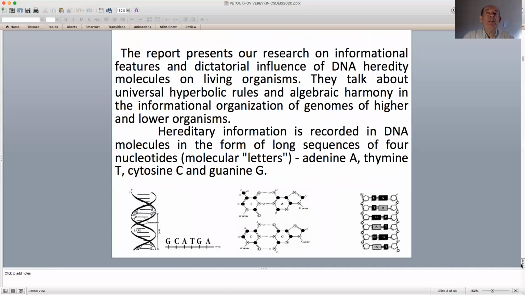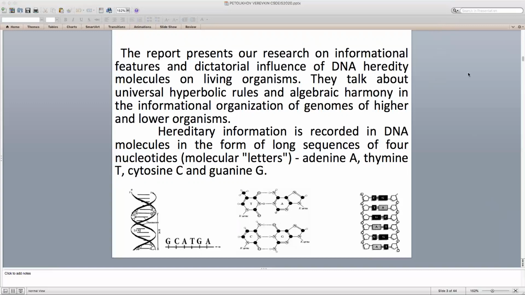The report presents our research on informational features and dictatorial influence of DNA heredity molecules on living organisms. They talk about universal hyperbolic rules and algebraic harmony in the informational organization of genomes of higher and lower organisms.